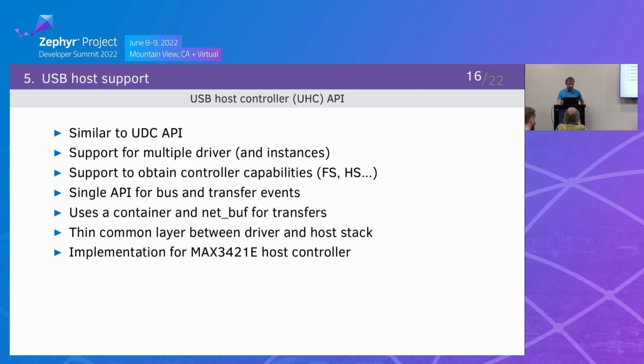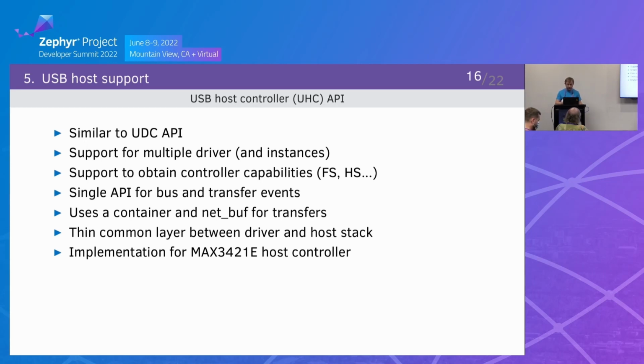So the controller API is similar to the UDC API. It has support for multiple drivers, which fits better for the host side, because usually an SoC has multiple host controllers. It also has support to obtain controller capabilities, and there is a single API for bus and transfer events. It's asynchronous, an API that uses a message queue. But it uses a container and not just net buffers for transfers.